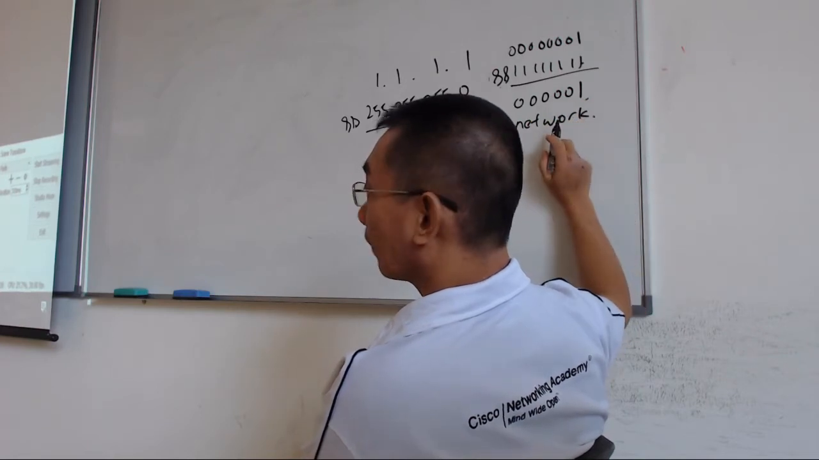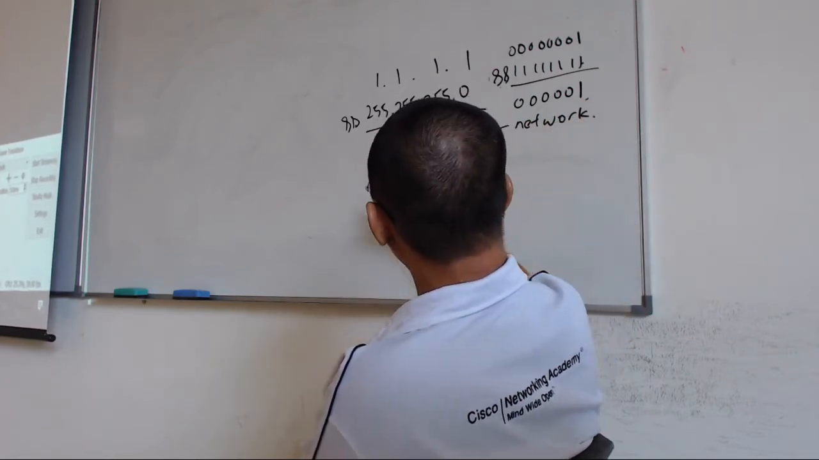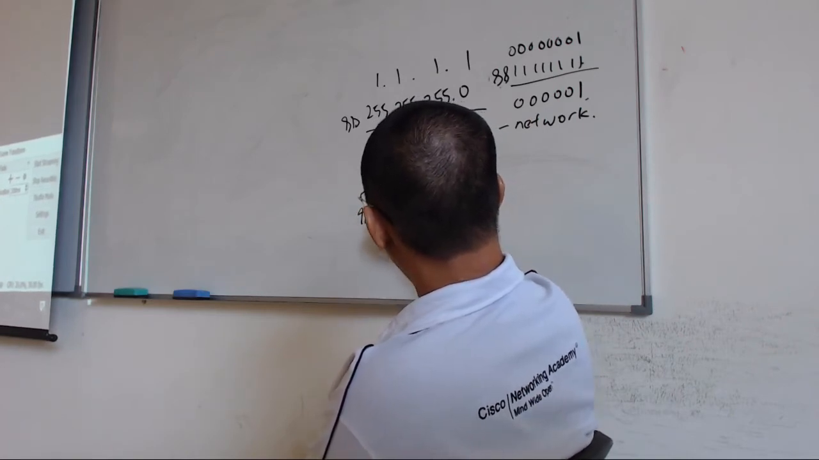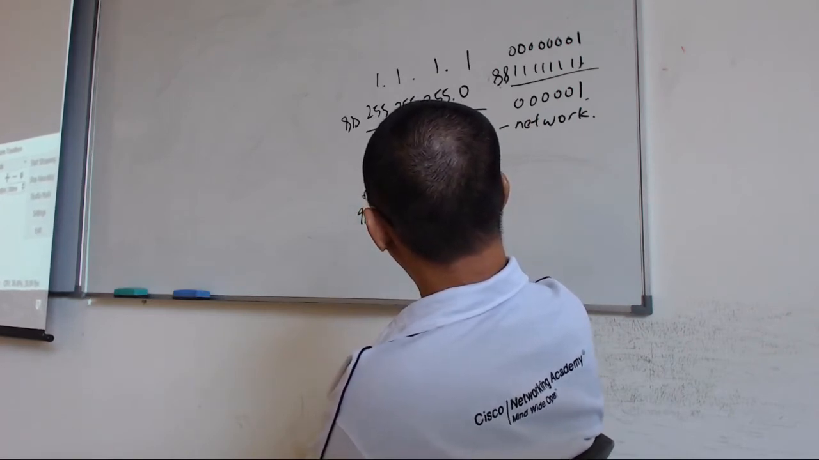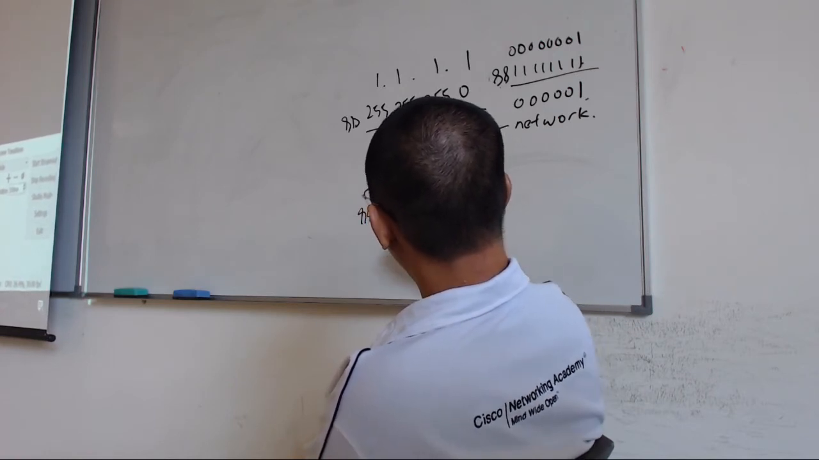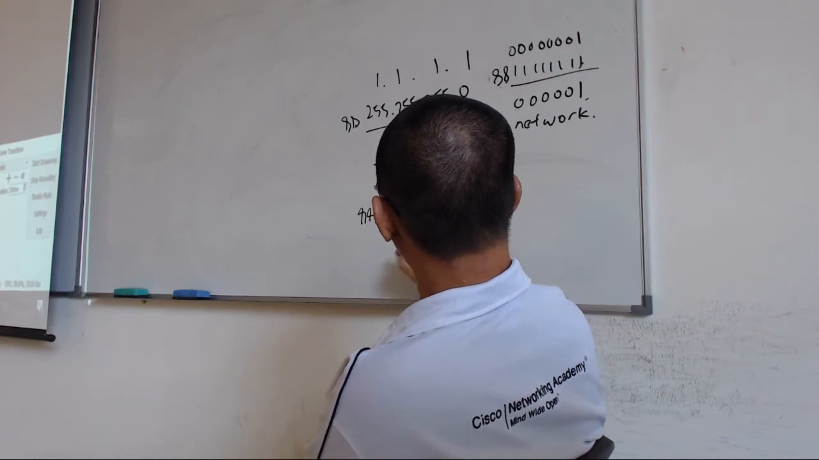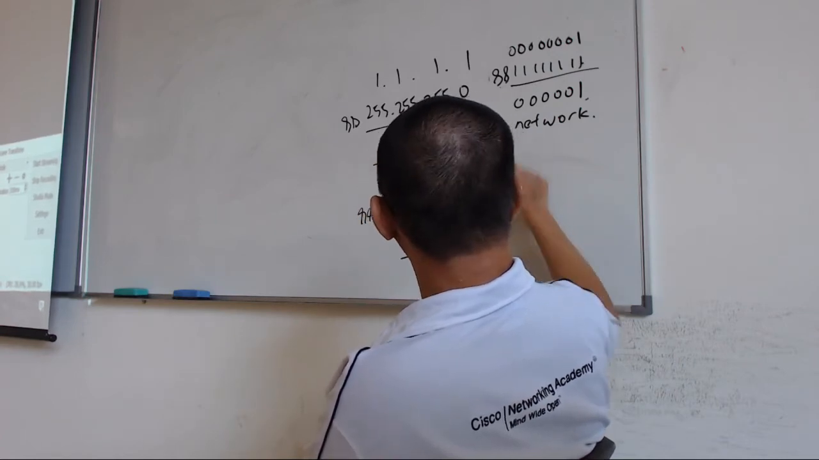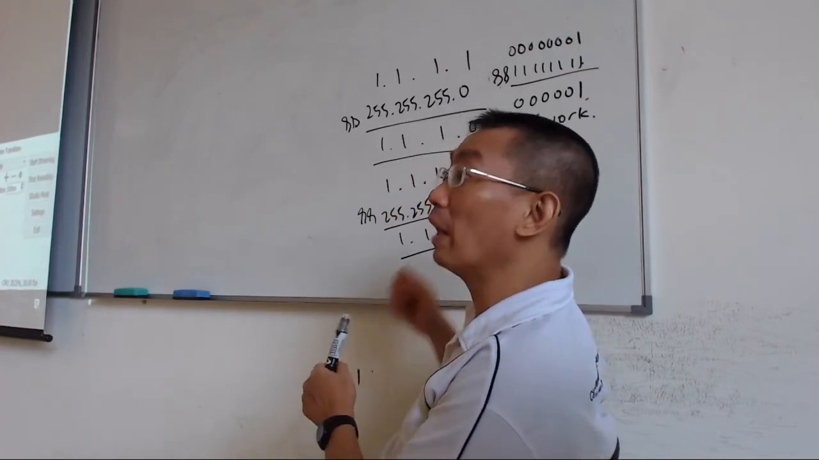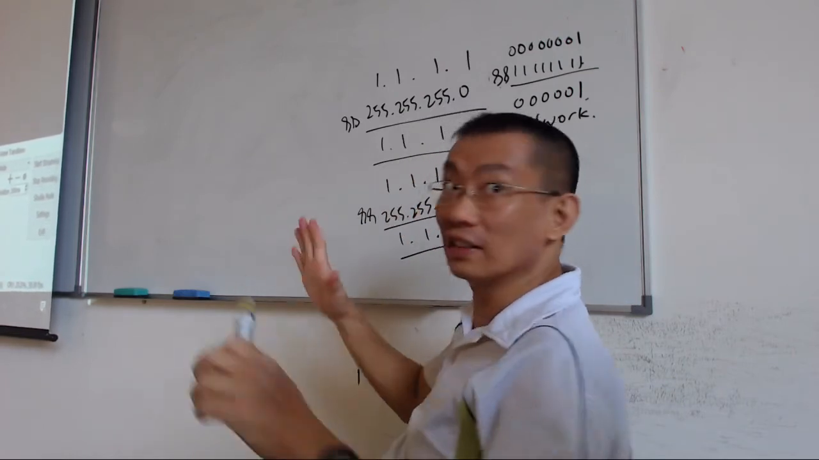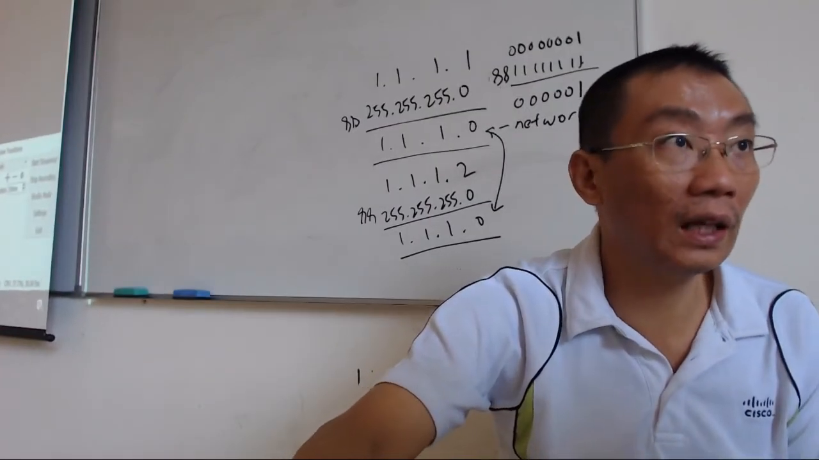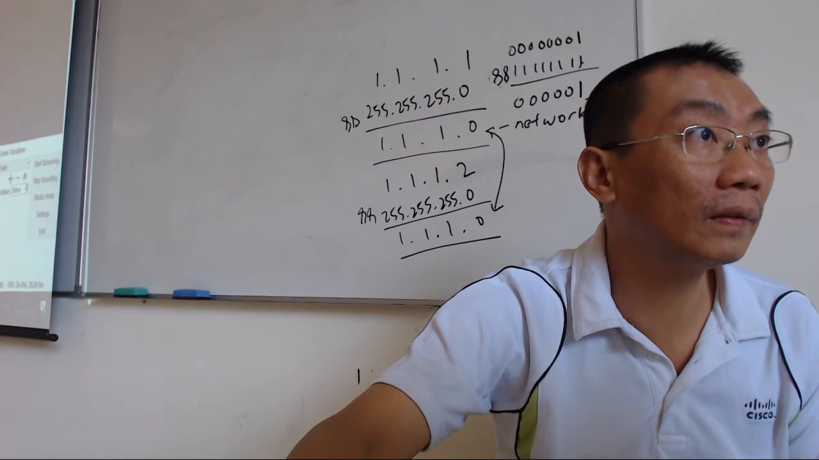Then you have 1.1.1.2 and you AND it with 255. What do you get? 1.1.1.0, isn't it? So these two are the same. That means it's the same network. They are talking in the same network. Let's resize it back.